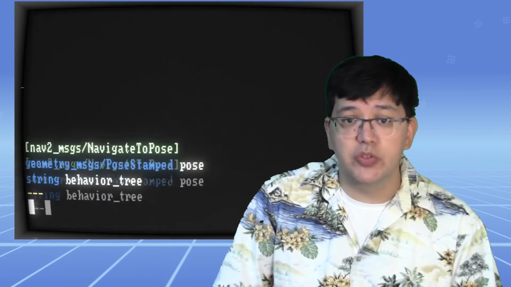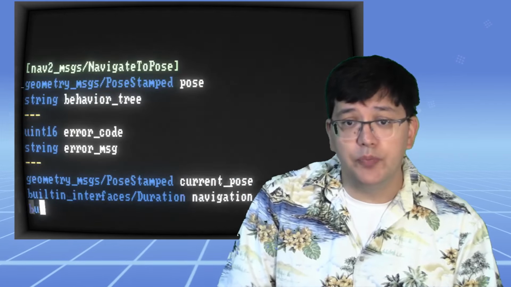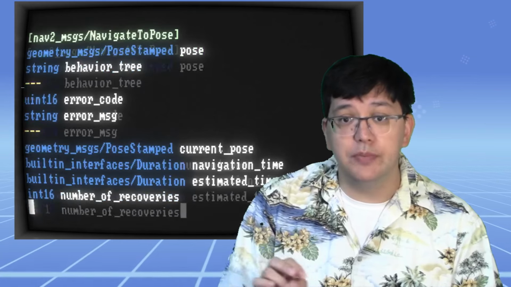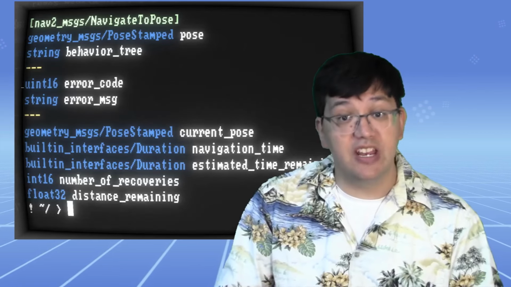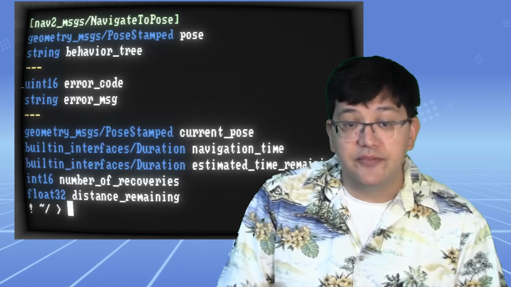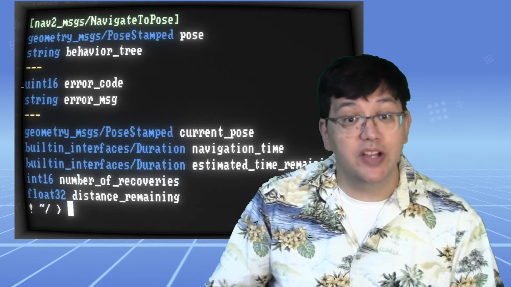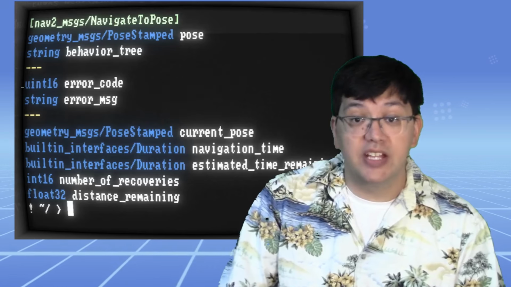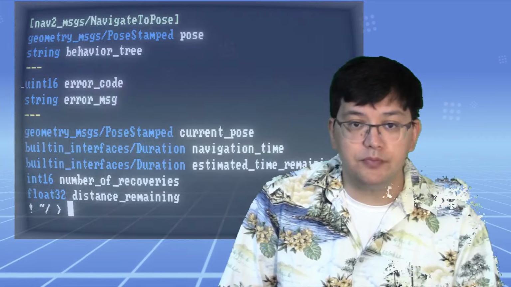So here's another navigation example. In nav2 messages, we have an action called navigate to pose. In the goal, it specifies the pose to be navigated to and some behavior tree info. The result specifies an error code and a message. And finally, the feedback has a number of different pieces of information that can be useful while the action is progressing. And the feedback can be published as many or as few times as desired between the goal and the result.